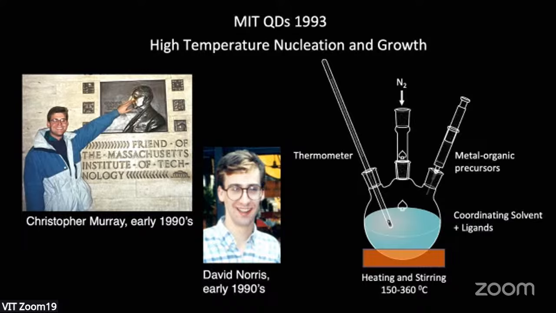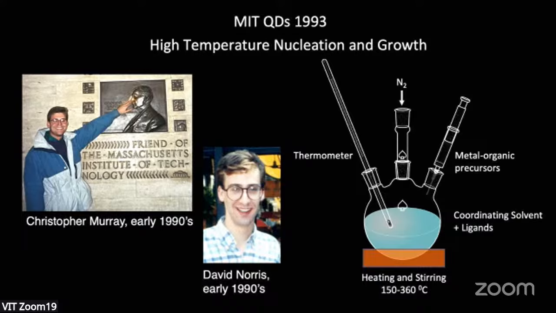Nucleation and growth. So we invented this very simple process, which is now called the hot injection method, where we start with metal organic precursors that contain the elements that we need to make our particles. Those metal organic precursors are stable at room temperature. This was inspired by process engineering of semiconductors, MOCVD, metal organic precursors that were used in these processes.